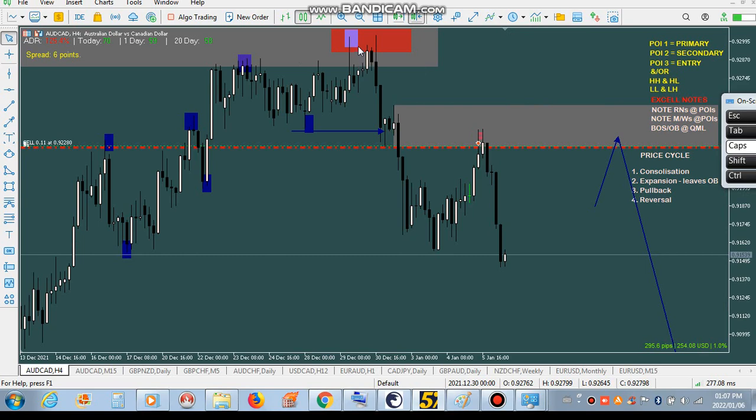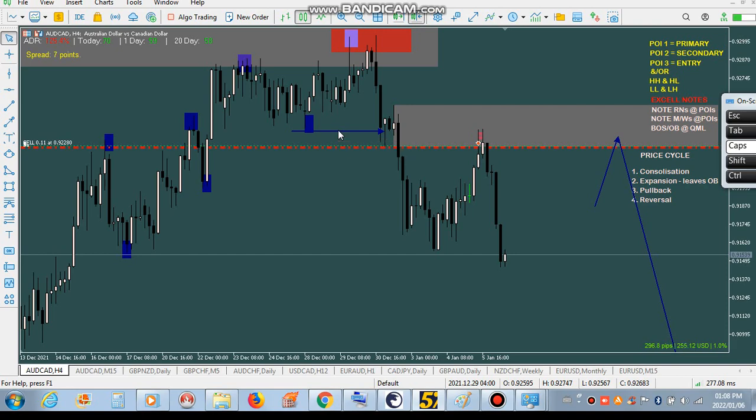As it got into the area of supply, what I do is I wait for the moment like this, where I have the change of character, where I am pointing with my cursor there. Price was making higher highs and higher lows. At the moment it broke structure in the opposite direction, that is what we call the change of character.